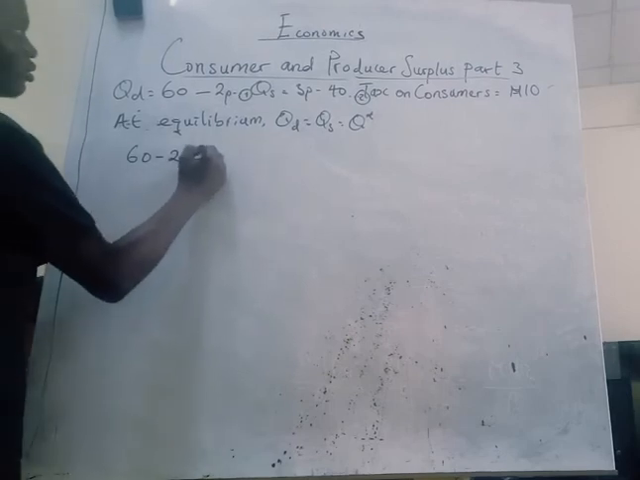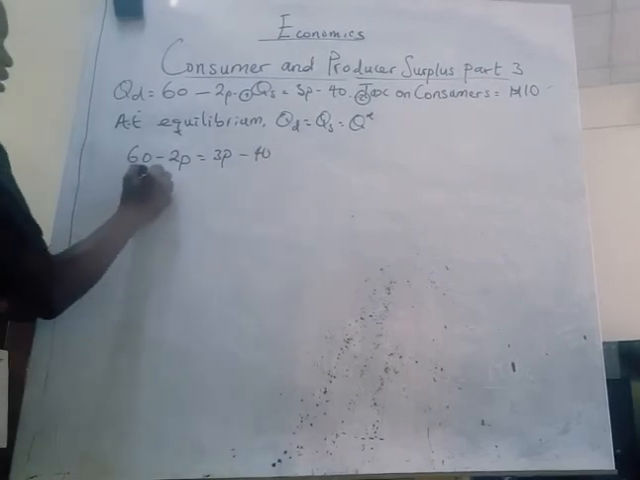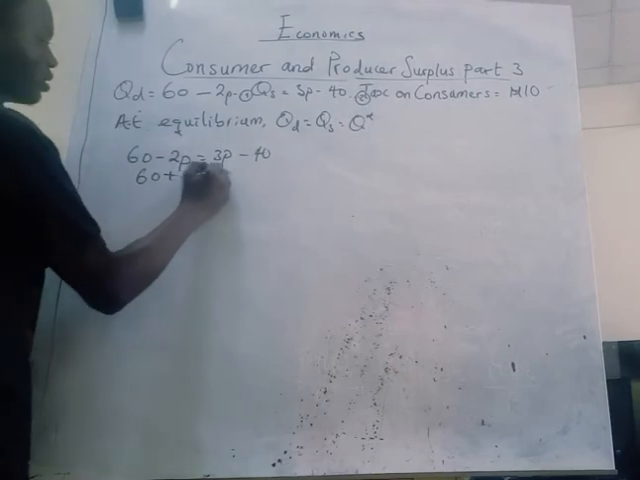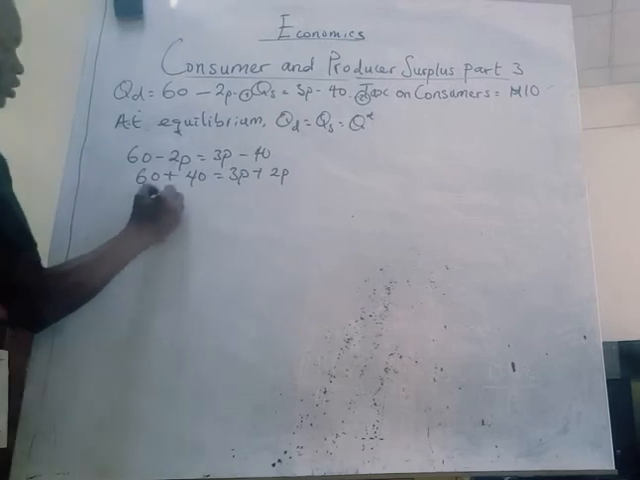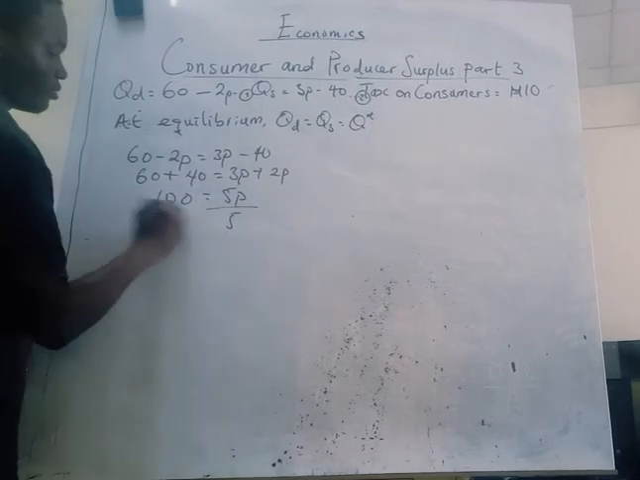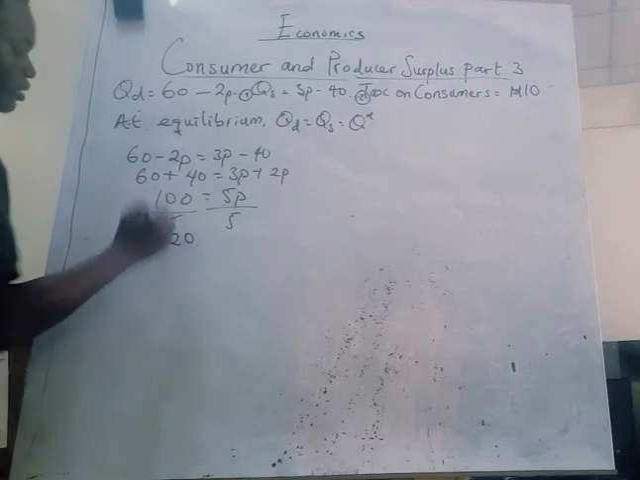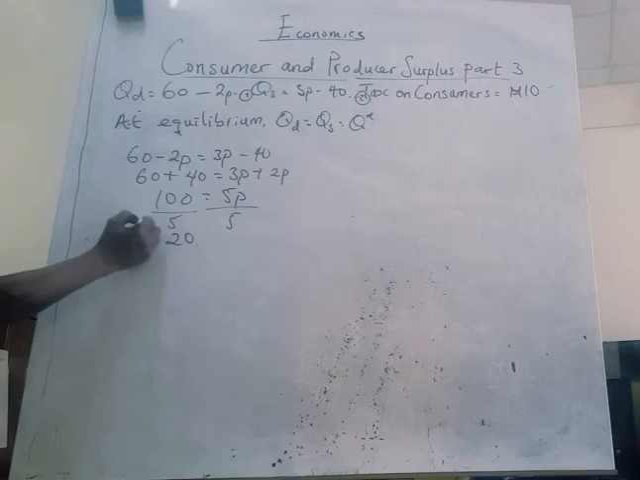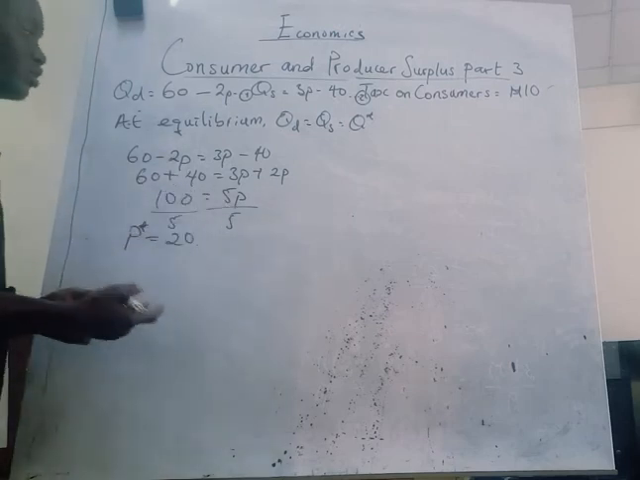60 minus 2p equals 3p minus 40. When you collect like terms, we have 60 plus 40 equals 3p plus 2p. So 100 equals 5p. We divide both sides by 5, and then our p will give us 20. So now this p is the price at equilibrium. We may now decide to insert our p into the demand function or the supply function, and we are still going to get the same answer.